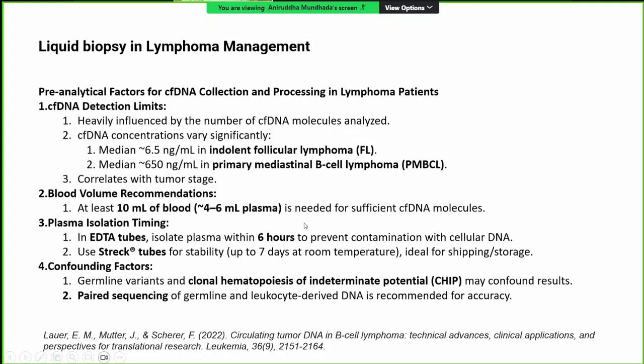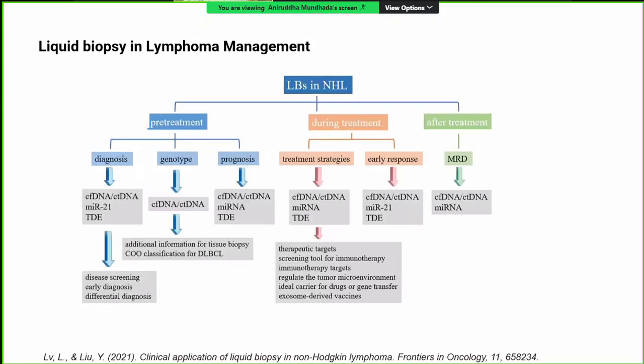Plasma isolation timing also is important. Processing within 6 hours is advised, but using Streck tubes, which have a stabilizing agent, it can be stored up to 7 days at room temperature. Confounding factors are germline variants or CHIP, and these may confound results. But as long as targeted sequencing is done, these errors can be removed. And paired sequencing gives much more specific results as compared to single-end sequencing.